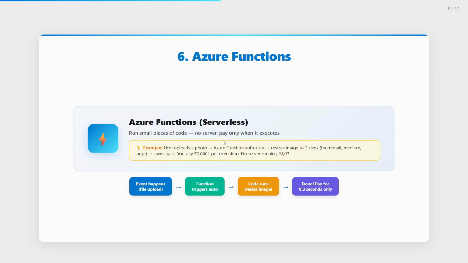You do not manage any server. This function sleeps until someone uploads, does the job for 1 second, and goes back to sleep. You have to pay only for the time you are using it. So when do we use this? When you have any background task, file processing, scheduled job, webhooks, event-driven code, during that time you can use Azure Functions.